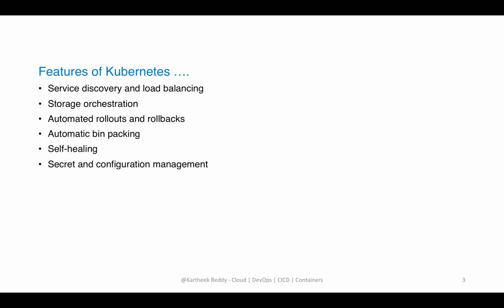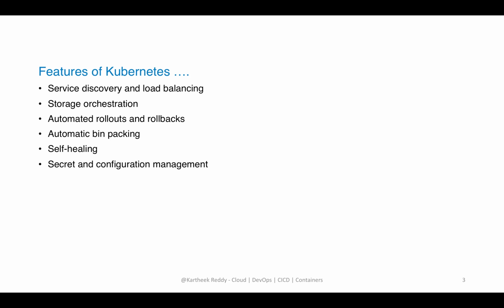And what is storage orchestration? With Kubernetes, you can mount the storage system of your choice. You can choose local storage or a public cloud provider such as Google Cloud, Amazon Web Services, or Microsoft Azure. Or perhaps you can use a shared network storage system such as NFS.